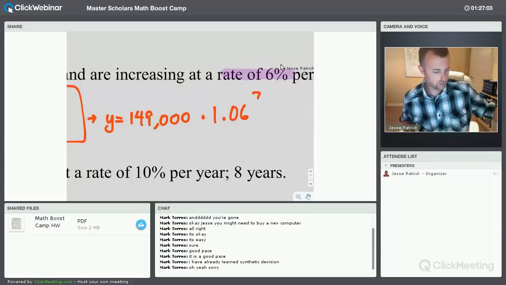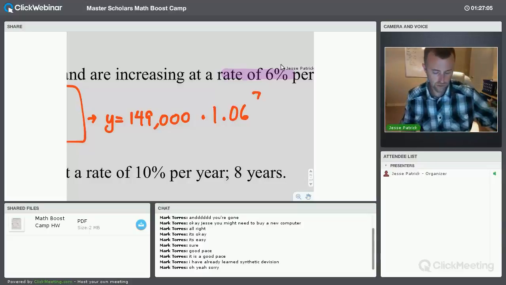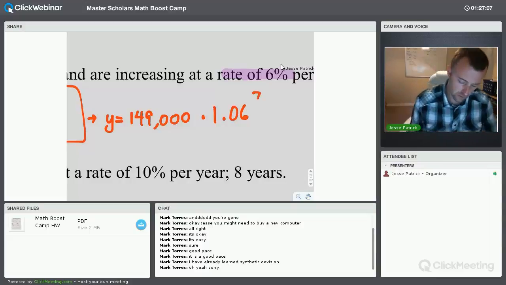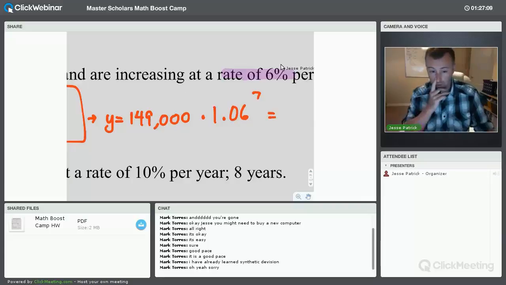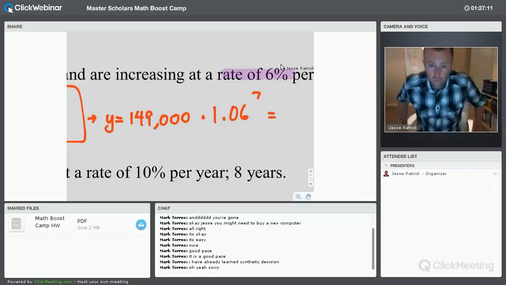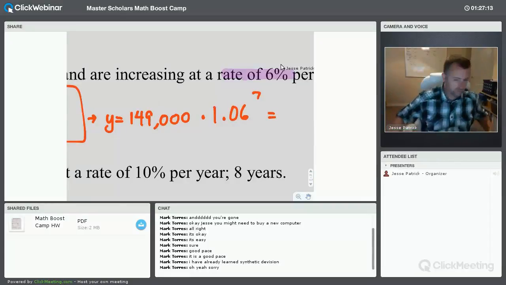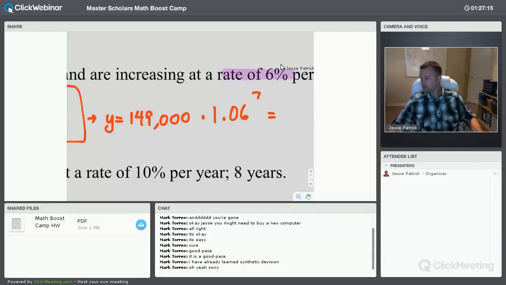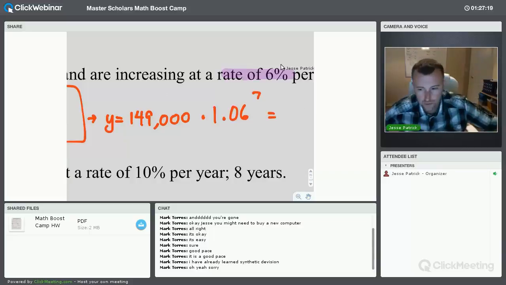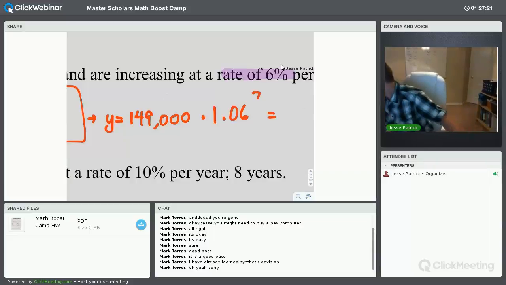I do have a calculator. Of course, it's dead. So Mark, if you want to do that one for me, my calculator's dead. 1.06 to the 7th power. Get that, and multiply it by 149,000. I have another one, but I'll let you do it.